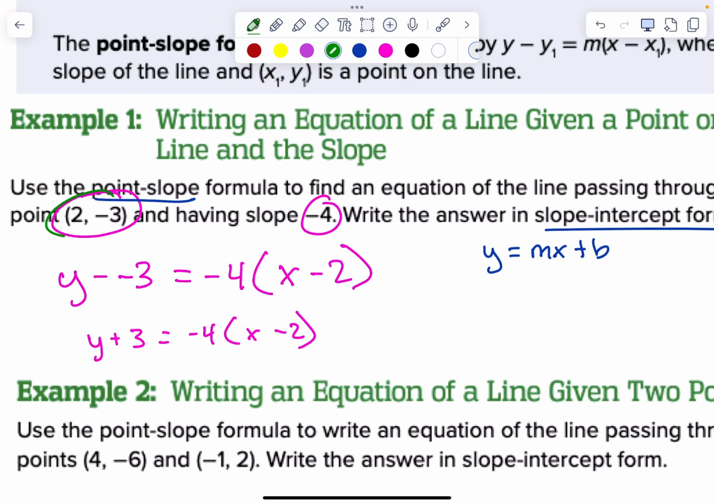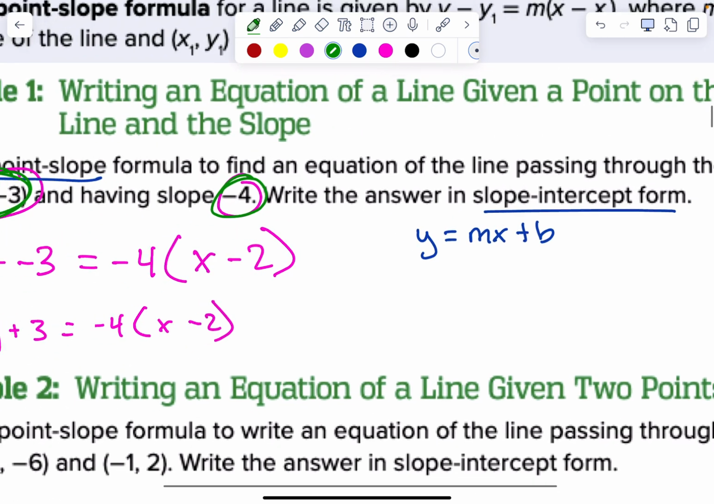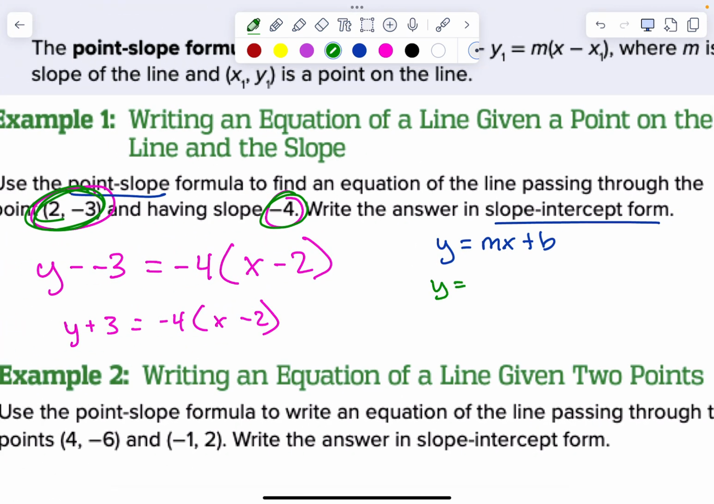So they give me two pieces of information, 2, -3, and -4, and I want y equals mx plus b. Where do I start? Start with the -4. -4 is the m, and then I need to find the b. So I plug in 2, -3. Now caution. -3 goes in for y, 2 goes in for x.